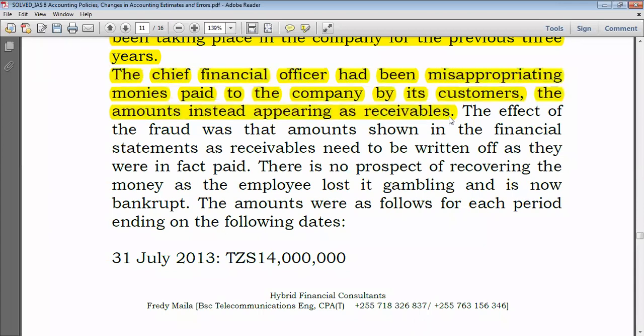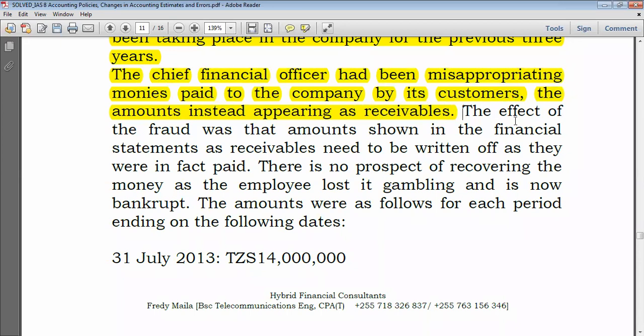You know, when you sell something to a customer, maybe goods, you debit trade receivables and you credit sales. So those receivables, when a customer pays you, you credit those receivables and you debit cash. Now this chief financial officer was maneuvering something. Instead of receiving cash and writing off receivables to record cash, he was pretending as if he had received nothing. All right, where did he take such amount of money?